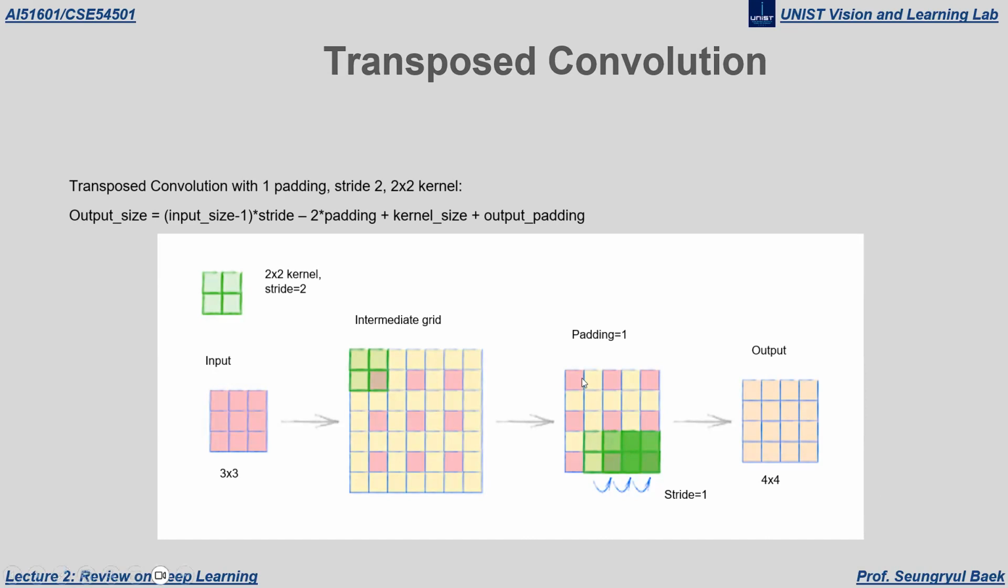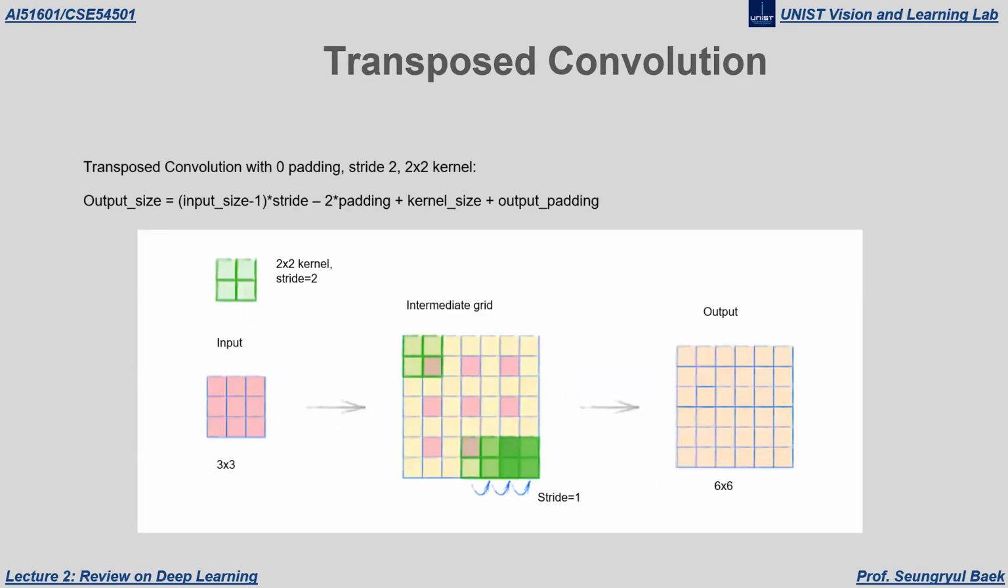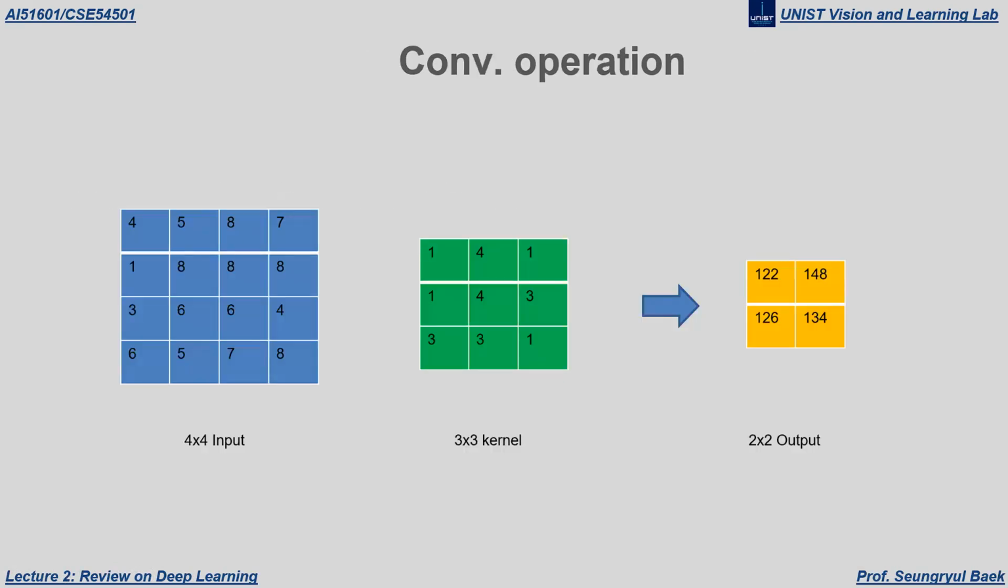Anyway, by applying the filter corner same as before, you will get this 4 by 4 output. Using this transposed convolution operation, you can get enlarged output compared to the input image. And I want to say why this operation's name is transposed convolution.